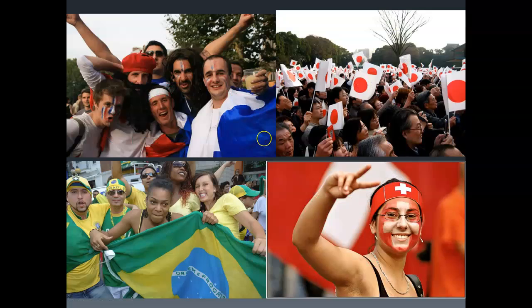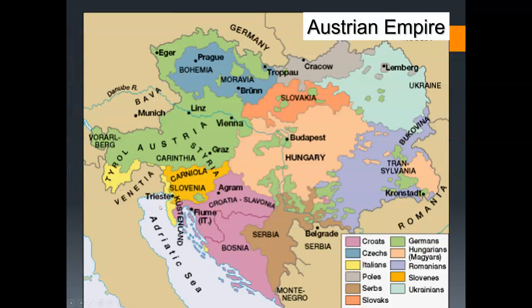So, let's look at some examples of this. In the country of France, you have a group of people who identify as the French. The French people are the nation. France would be the country. The Japanese people are a nation. Swiss, Brazilian people, they're nations, groups of people.